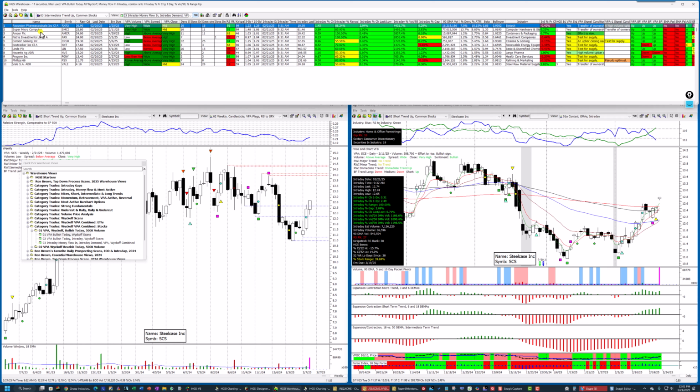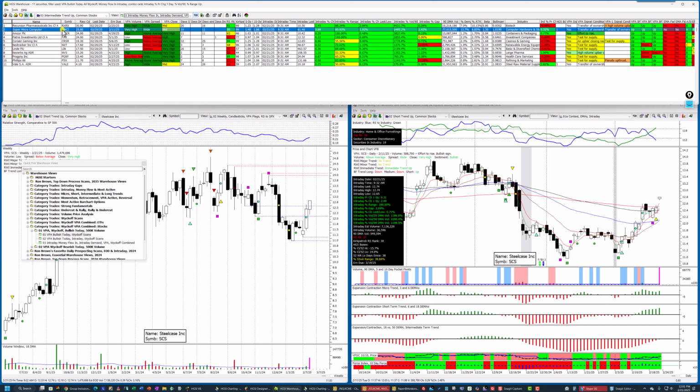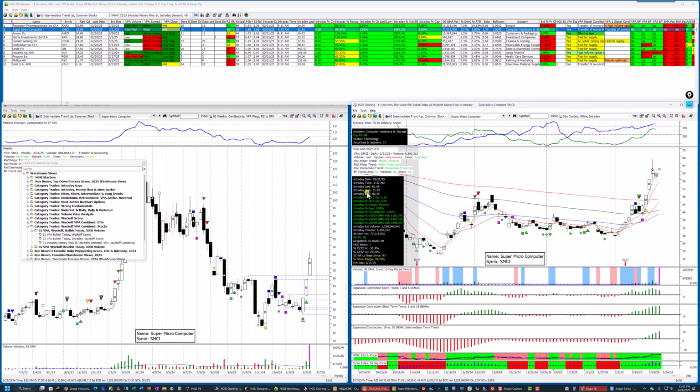And let's look at Super Micro Computer. Now remember, all 3 histograms have to be up here for this one. 1, 2, 3. Where was the buy point with the 3-6? Right here. There was a pocket pivot volume. There were no VPA flags, but the scans using Wyckoff and pocket pivots will pick these kind of stocks up.